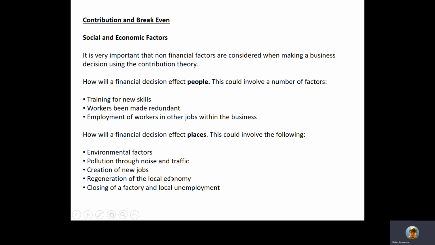Creation of new jobs, regeneration of the local economy, and the closing of a factory and local unemployment. So again, thinking about ASIF, if he closes his factory down, then perhaps he'll be seen as a bit of a pariah. The local community won't be very happy with him. You've got to think about the effect of your decisions on your local community.